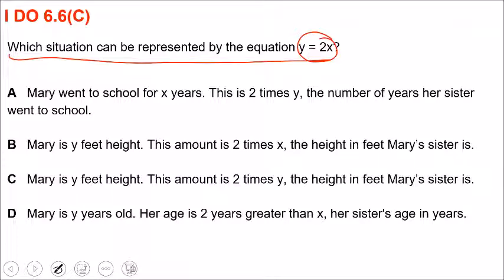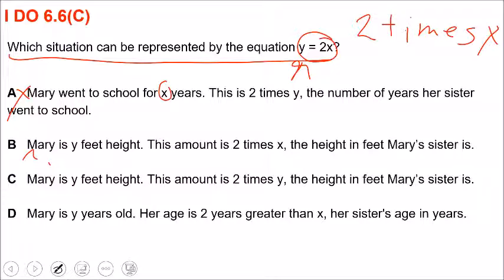So Mary went to school for X years. Well, that is the total there. This here is supposed to be the total here, which is the y. This is 2 times y. Well, this here says 2 times x. So that's garbage. Mary is y feet. So that's a total. This amount is 2 times x. Well, that works. So this might work as our answer.